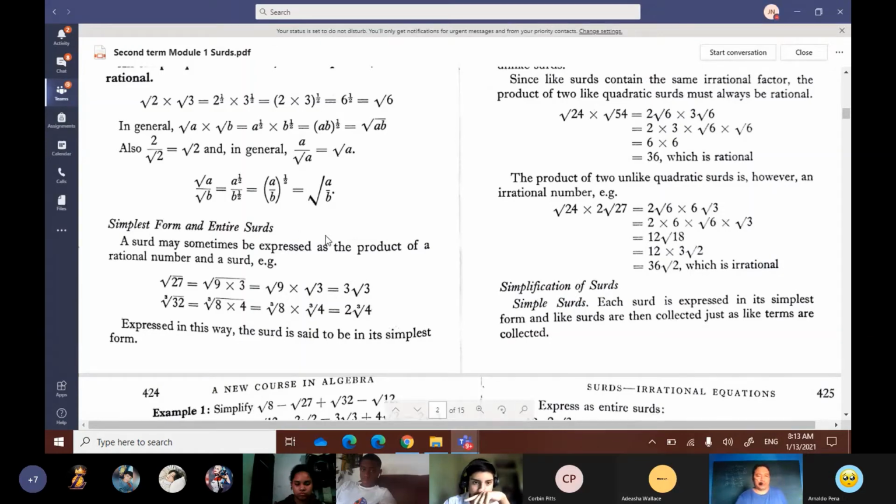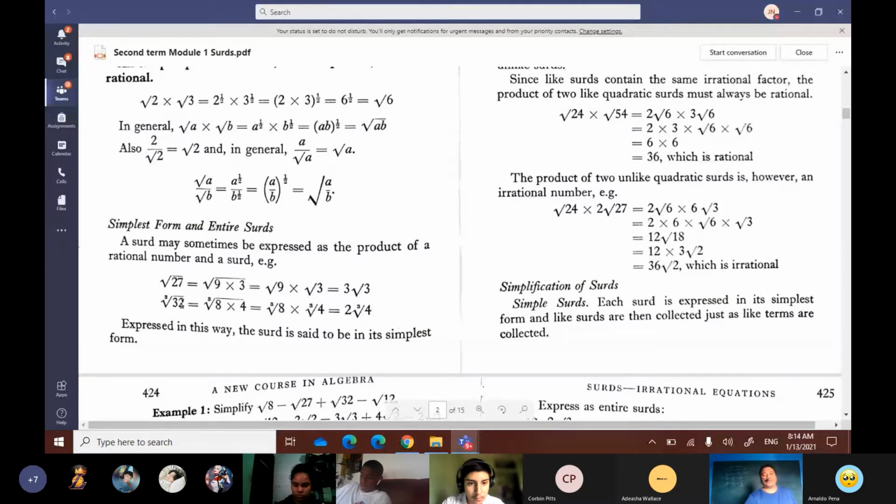An entire surd. A surd may sometimes be expressed as the product of a rational number and a surd. For example, the root of 27 is equal to the root of 9 times the root of 3, because remember we can split. But we know that the root of 9 is simply 3, so this gives me 3 root 3.